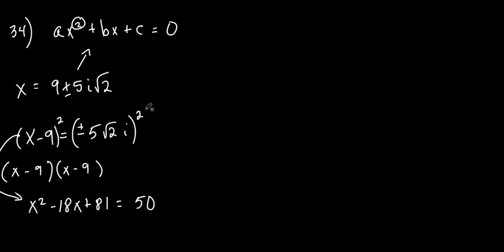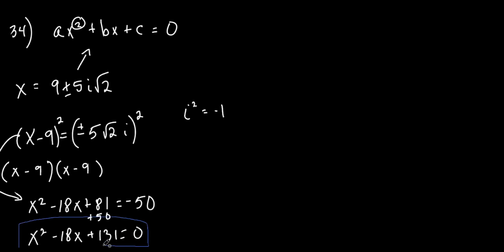Now, if I square an i squared, what's i squared equal to? Remember? It's negative 1. Negative 1. So what's this 50 become? Negative 50. And then I'm almost done. Watch. x squared minus 18x. What do I do with that 50? Add it to this. Okay, and that's what? 131, is that right? Plus 131 equals 0. And that's what I wanted, isn't it? Right there. That looks like this, doesn't it?